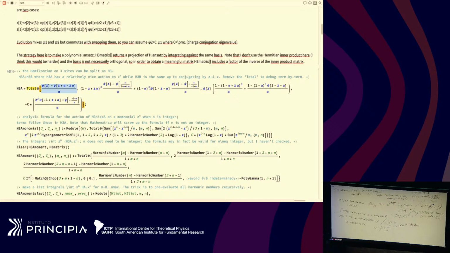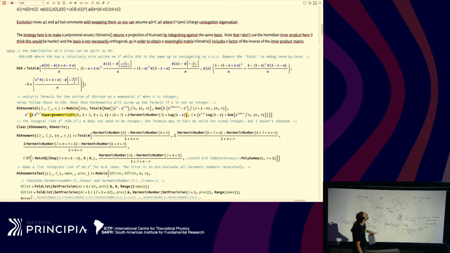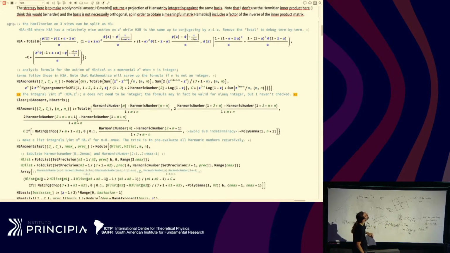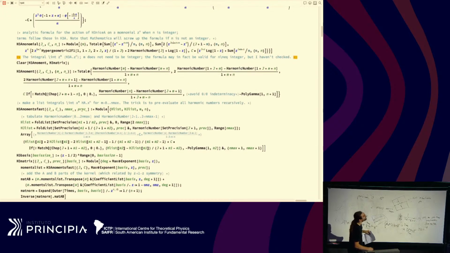And it turns out that the action of this Hamiltonian on the monomial can be written explicitly in terms of these harmonic sums. I think it's generalized to non-integer n, but I haven't written it down. And then you can create explicitly these moments in terms of harmonic numbers. So basically that way you can quickly populate this matrix, the matrix of H_mn, computed in terms of harmonic numbers. So you can populate this matrix rather fast.